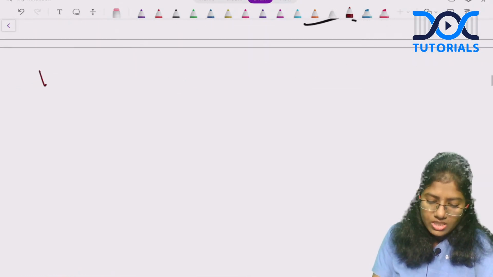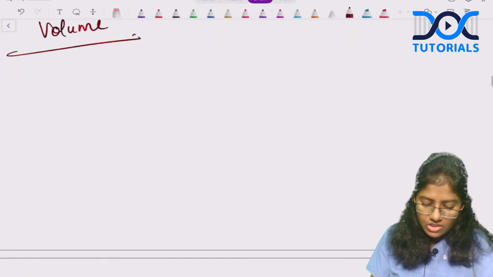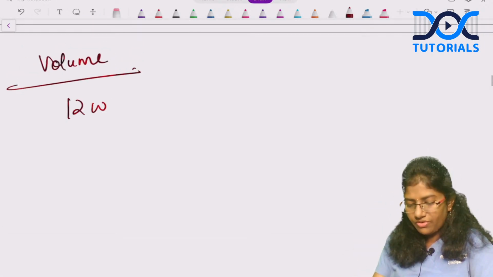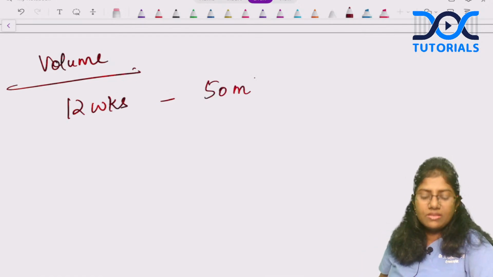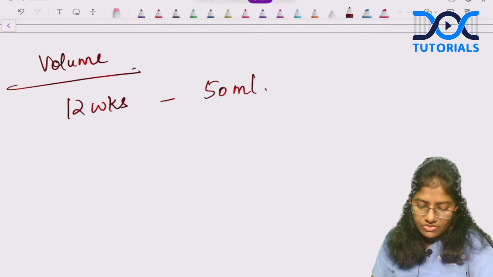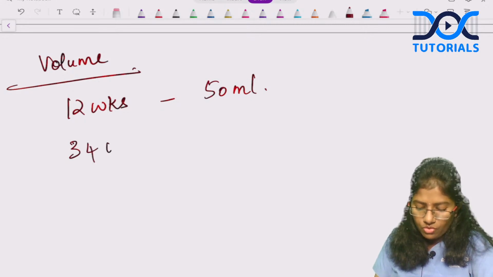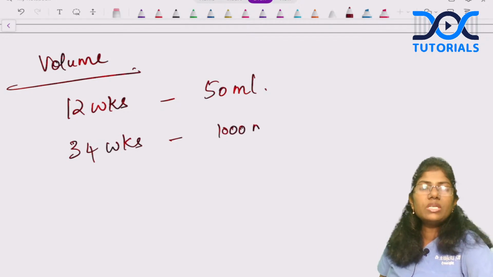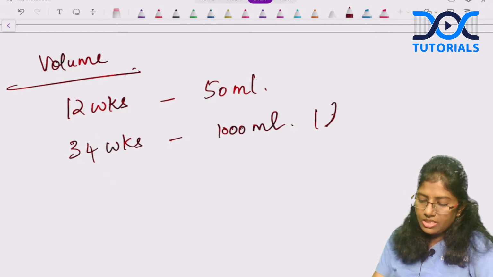So next, coming to the volume. Guys, tell me, what is the volume at 12 weeks of intrauterine life? It is very, very less. The volume at 12 weeks is only 50 ml. It gradually increases, and all you have to remember is the maximum and at what gestational age. At 34 weeks, it reaches 1000 ml, 1 liter, and that is the maximum.